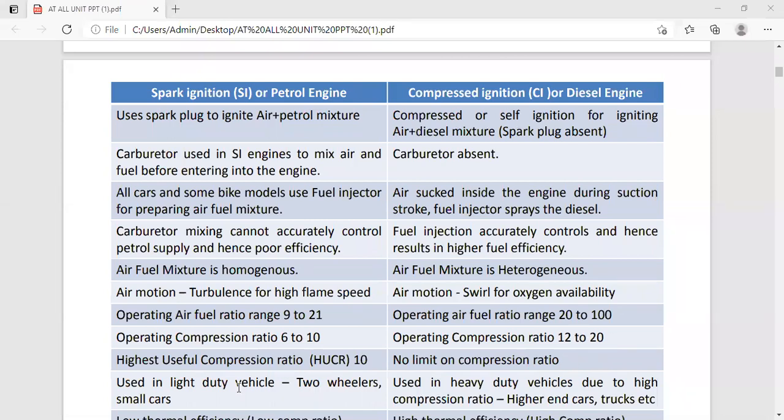So next point: the highest useful compression ratio is 10, and here, for the CI engine, there is no limit for the compression ratio as we are using 20 to 100.